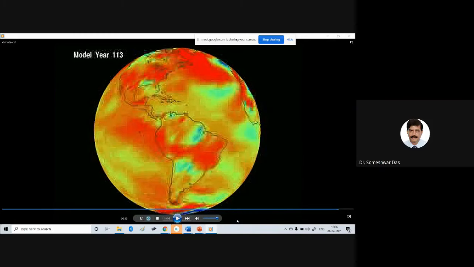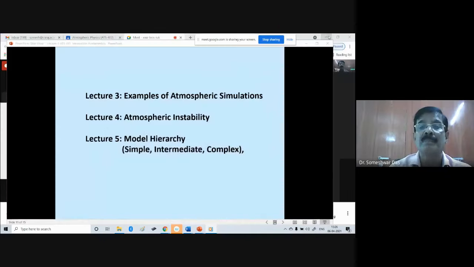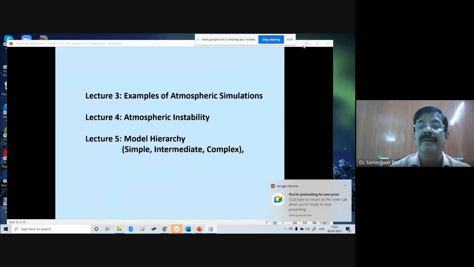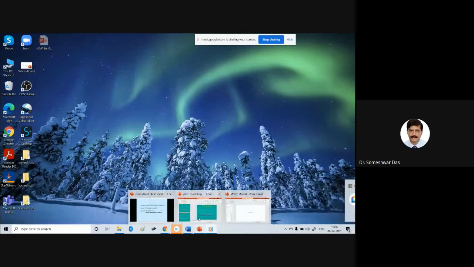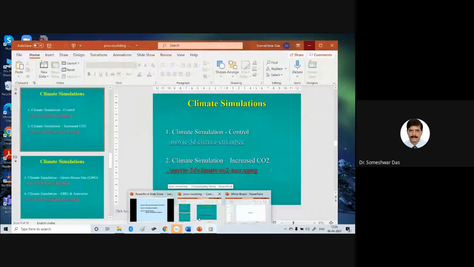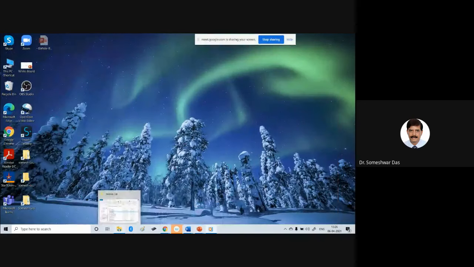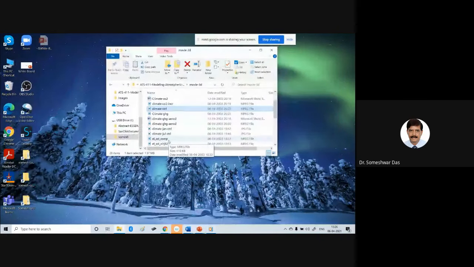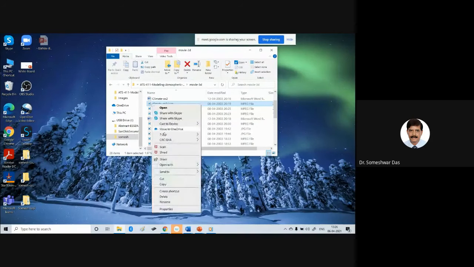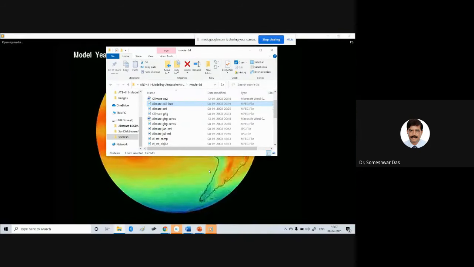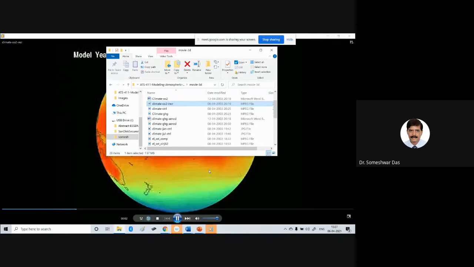Now I'll show you how the simulation will look like if we increase the carbon dioxide in the atmosphere. So this I'm going to stop. Climate carbon dioxide increase. Let me see where it is. Climate CO2 increase. Only this one. Okay. So open with. Already 126. I said I will take the class up to 2 o'clock today.